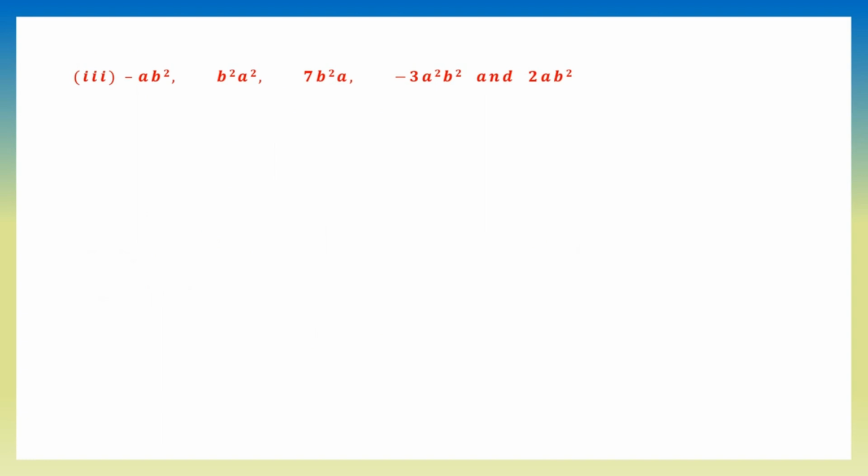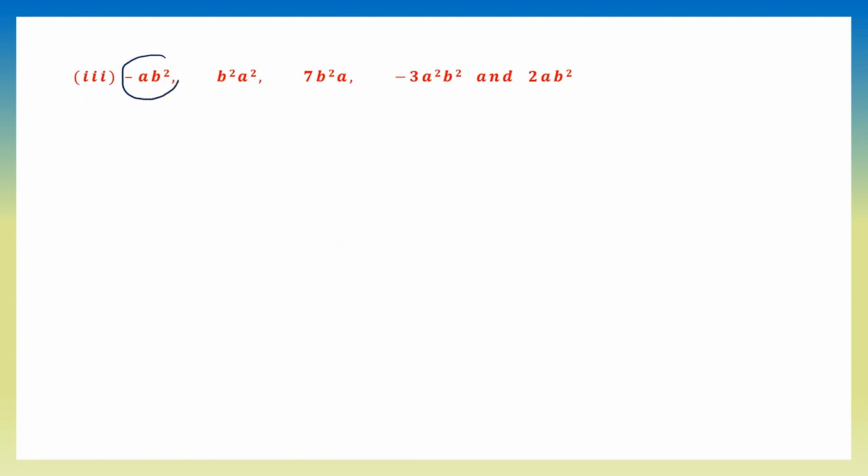Question 3. Now here we have minus ab square. So 1a and 2 b's. This is not the same, because here there are 2 b's and 2 a's. We are looking out for 1a and 2 b's. Can you see here 1a and 2 b's? The order is different, so these two are like terms.